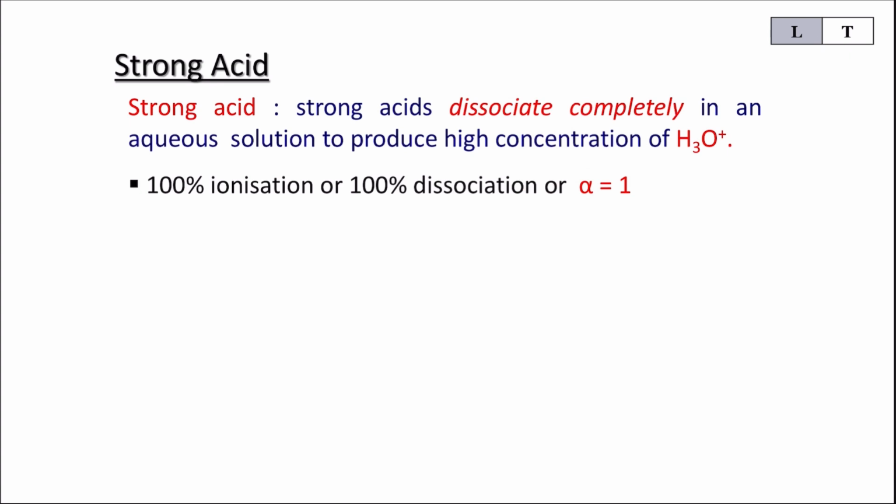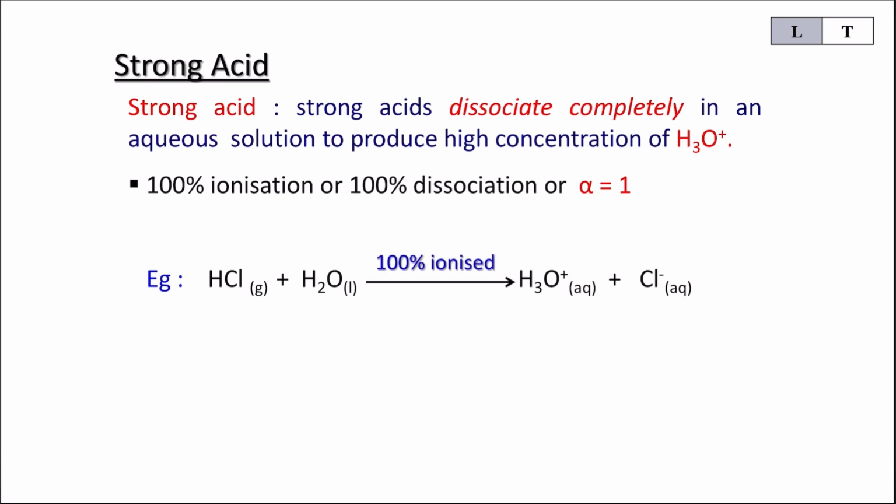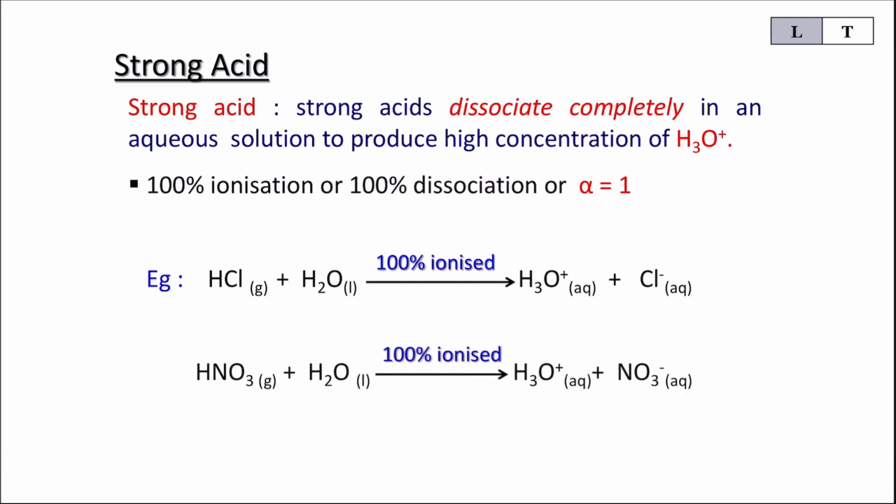And then for example, macam mana strong acid dissociated? For example, I have HCl, dia dissociate dalam water untuk hasilkan H3O plus Cl minus. Kita faham acid akan loses its proton. So sebab tu dia dissociate macam this one. And then you can understand because of HCl is a strong acid, the dissociation percentage is 100% ionized. Same goes for HNO3 dalam water. Dia juga akan hasilkan 100% ionization.